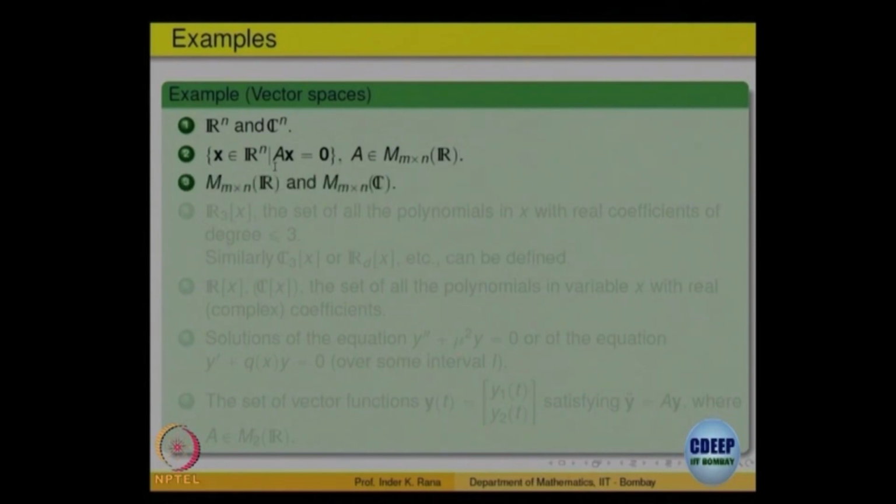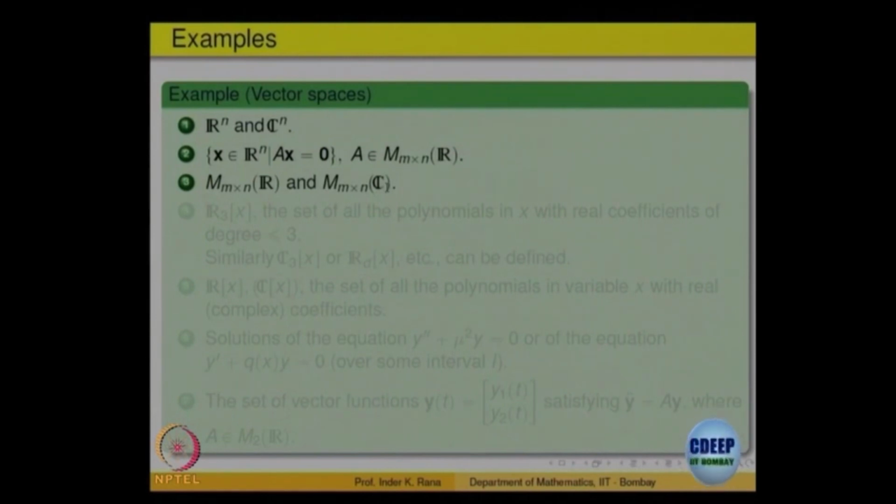You can also look at all M cross N matrices, real matrices or complex matrices. So that is a set V. You can add two matrices, right. You can take a scalar multiple of a matrix and it will have all those properties that we have been using. So all M cross N matrices form a vector space over the field of real numbers, and also over complex numbers, all M cross N with complex entries. Again, this can be treated as a vector space over R or over C, both are possible.